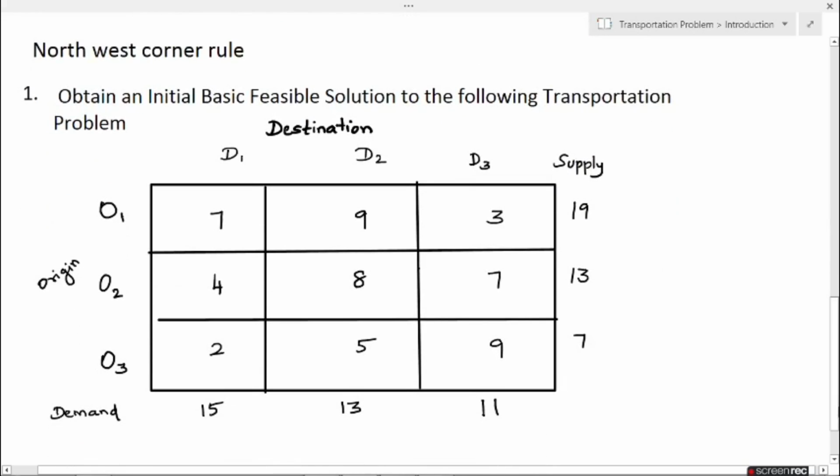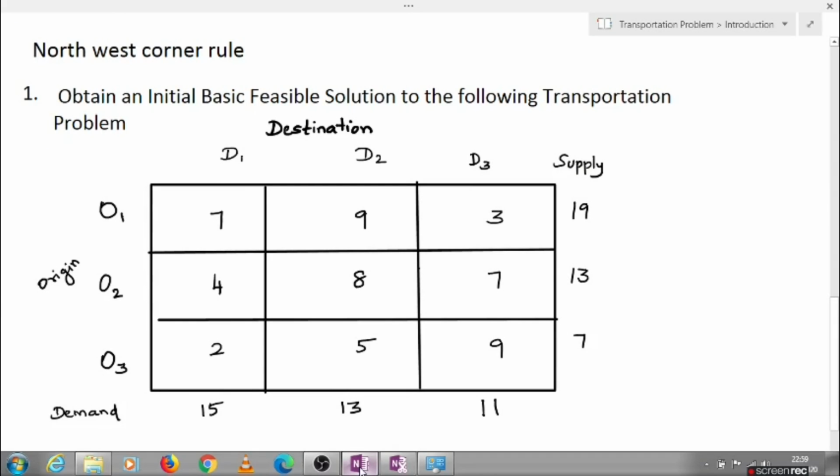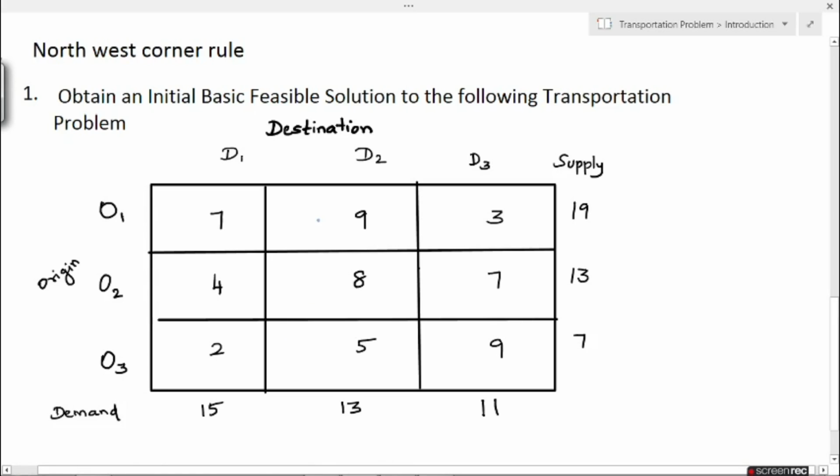Now we are going to solve a problem by using northwest corner rule. In this example, we have to find an initial basic feasible solution to the following transportation table. So using northwest corner rule, we are finding the initial basic feasible solution. In this table, we have three origins, that is O1, O2, O3, and we have three destinations D1, D2, D3, and the corresponding supply and demand values are given. Before proceeding with the problem, first we have to check whether it is a balanced or unbalanced transportation problem. For that we have to add supply values and demand values.